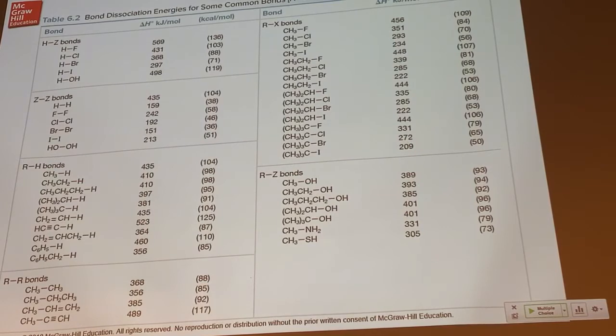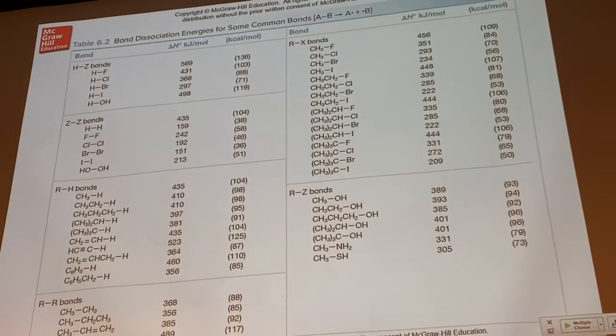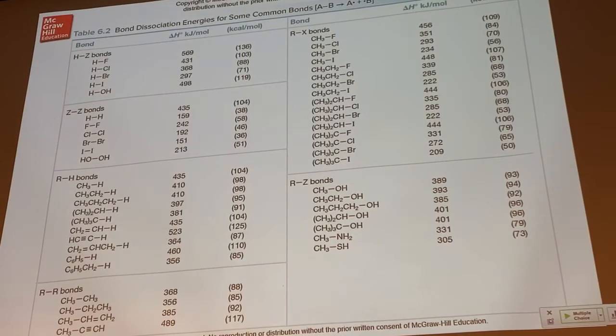So this is not a table that you want to memorize. So please don't memorize this table. It's not valuable in any way, shape, or form to memorize these numbers. What is valuable is to understand the trends that appear in this table. Okay. So by the end of the class, we should be able to understand all of the trends in terms of the bond dissociation energies increasing or decreasing as we compare two or more of those values in this table.